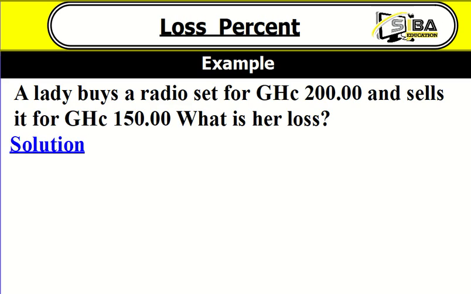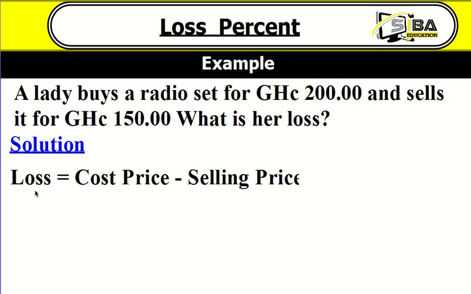A lady buys a radio set for 200 cedis and sells it for 150 cedis. What is the loss? Of course, look at the amount she bought the radio, that is 200. But she came back home and learned that no, she doesn't need this radio anymore. So she sold the radio, but she couldn't get the amount at which she bought it. So she reduced the price to 150. It means she made a loss.